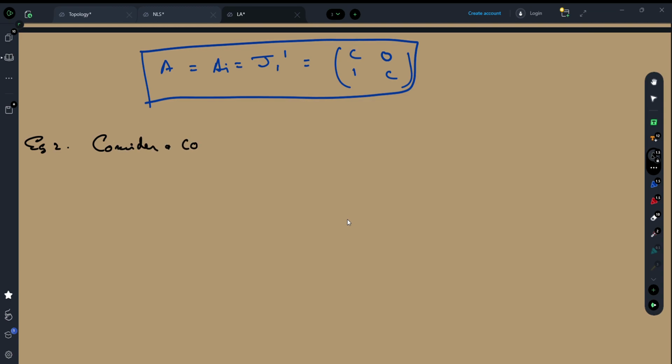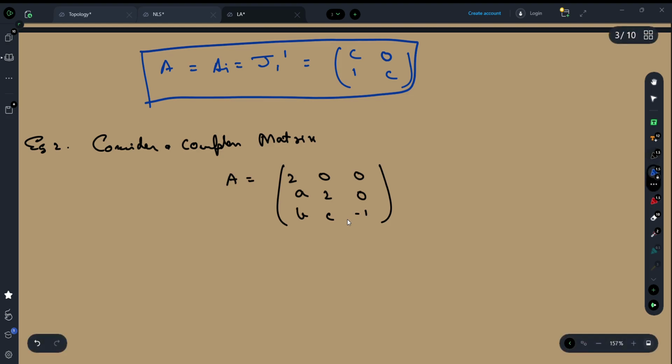Let us consider one more example. Example 2, let's say, consider a complex matrix A given as 2, 0, 0, a 2, 0, b c minus 1. What can we say about the matrices which A can be similar to? I guess that is also called the similarity class of A. It consists of those matrices which are similar to A. So yeah, let's check it.